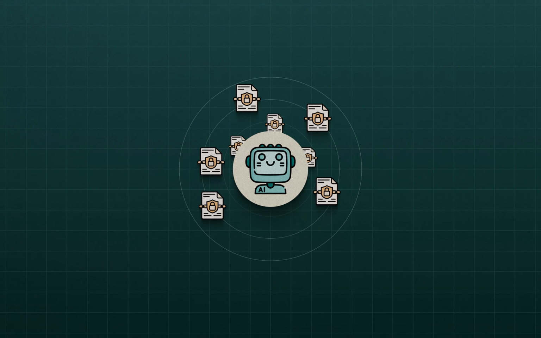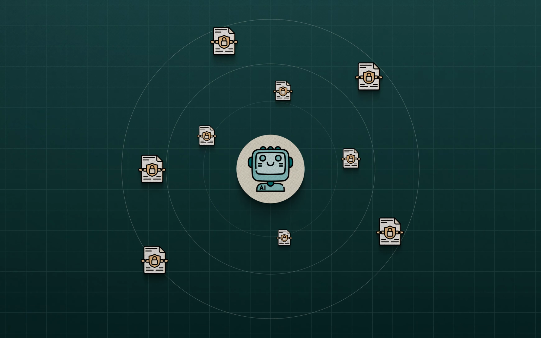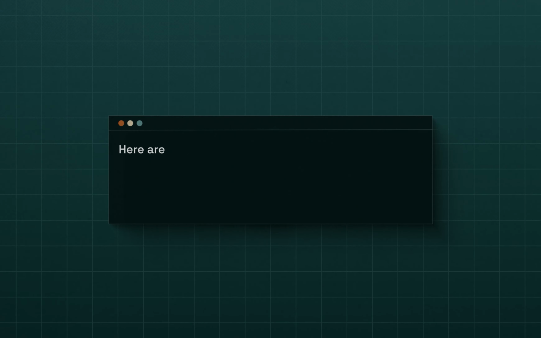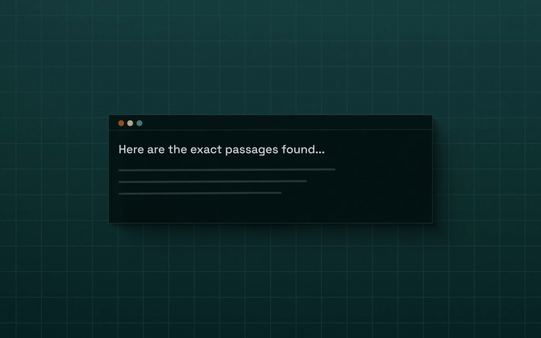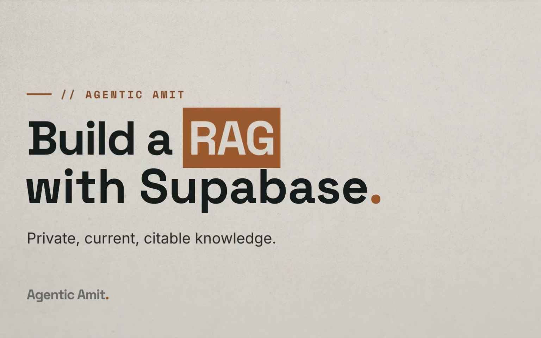I'm going to show you how to give your AI access to thousands of private documents it's never seen before and then still be able to cite the exact paragraph it pulled the answer from. So in the next 10 minutes, you're going to build your very own production grade RAG system. No fine tuning and no sending your data anywhere that it shouldn't go.